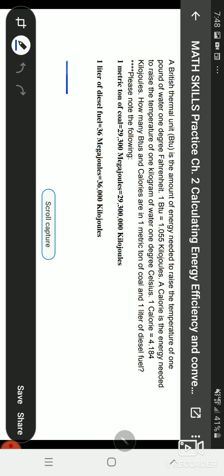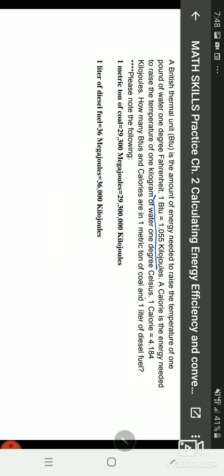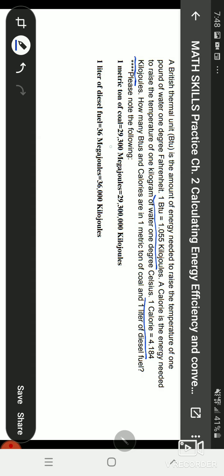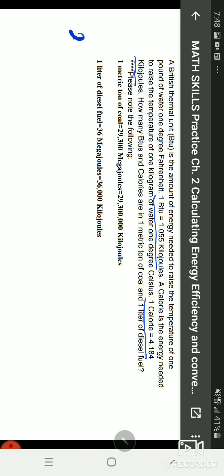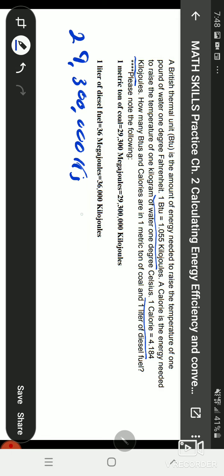Okay, so again, starting with what they give you, I need to know this, and I need to know this, and again, they're both in kilojoules, so we're going to start here with the amount that we have. 1 metric ton of coal is 29 million 300,000 kilojoules. Now that's a big number again, but we're going to change that first to BTUs.